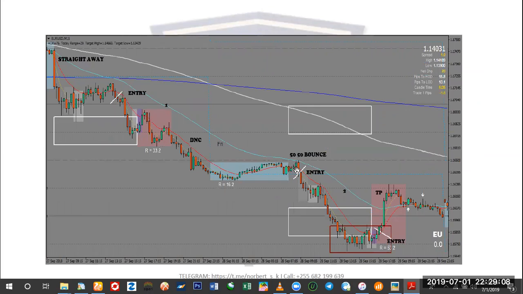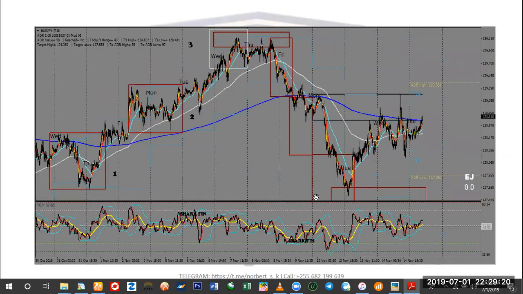Here we have, this was the railroad track. See, this candle is engulfed by the 4 candles here. So your entry was there. It was a 50-50 bounce trade. We also have a blueberry trade.